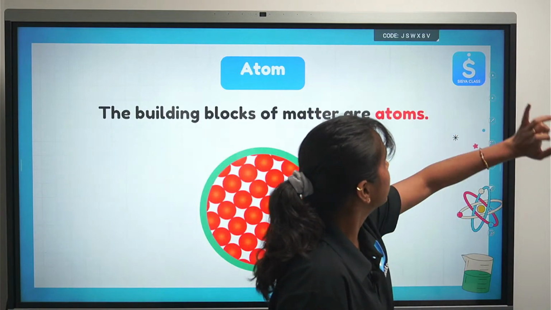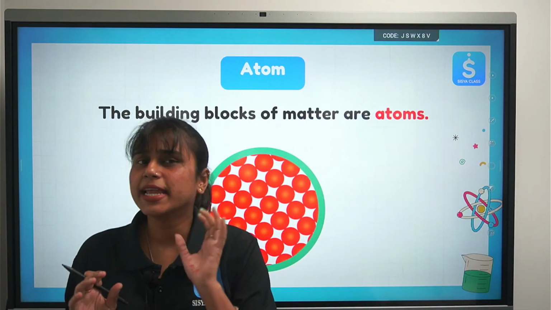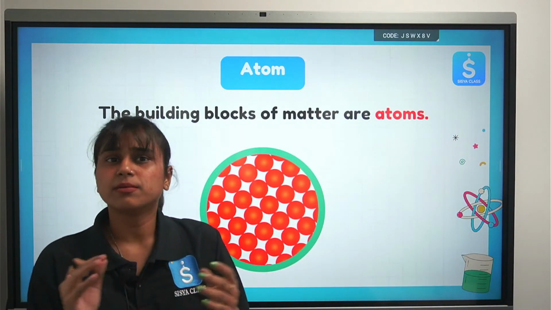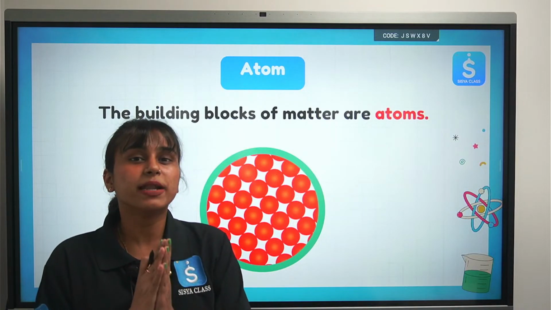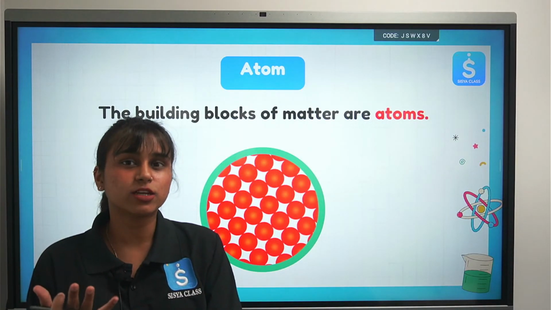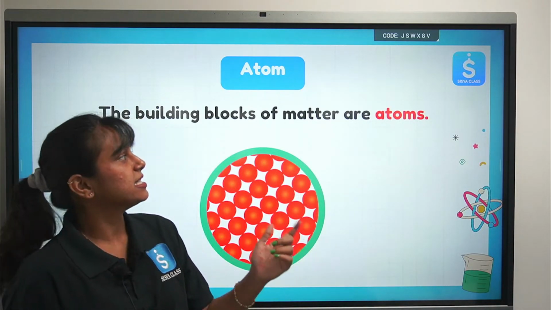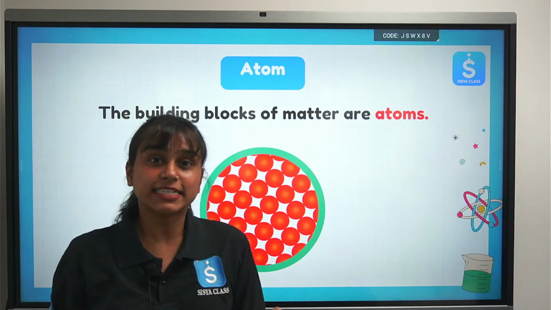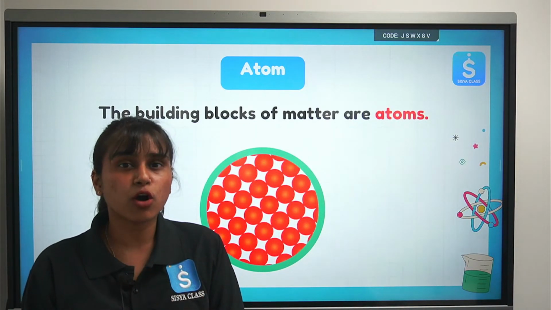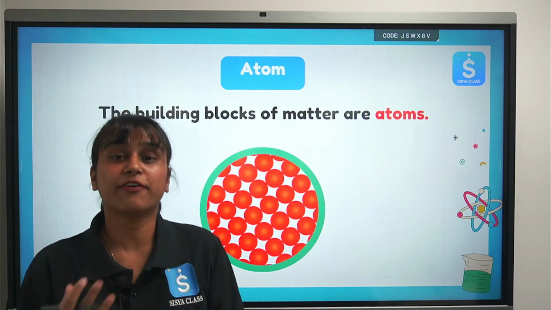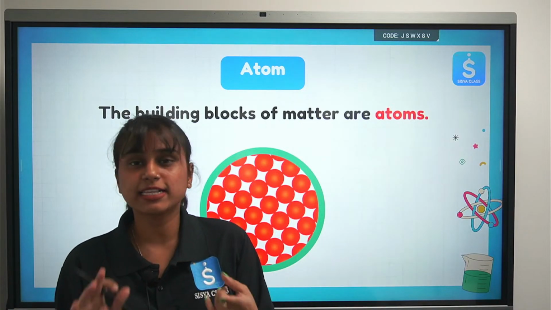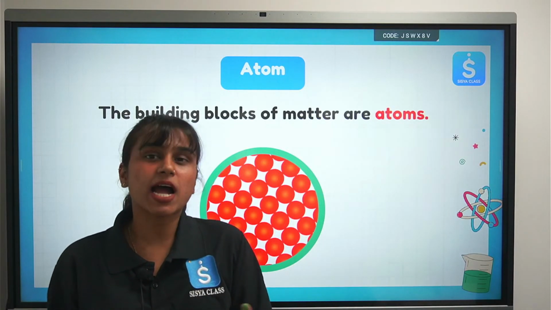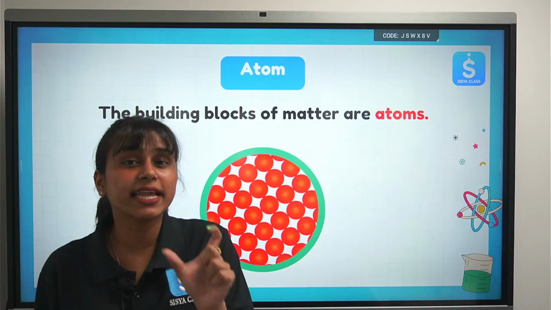Let's move on. Now, what are the building blocks of matter? The building blocks of matter, in other words everything around us, are nothing but atoms, isn't it? Atoms are the building blocks of all matter. In fact, we ourselves, the air, the food, the plants, animals, everything is made of them.